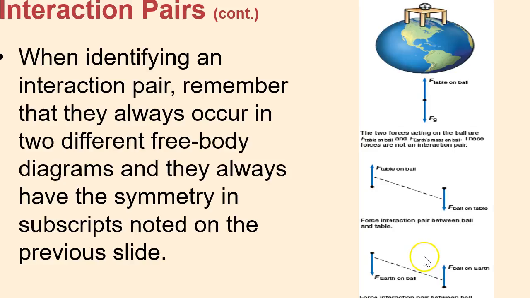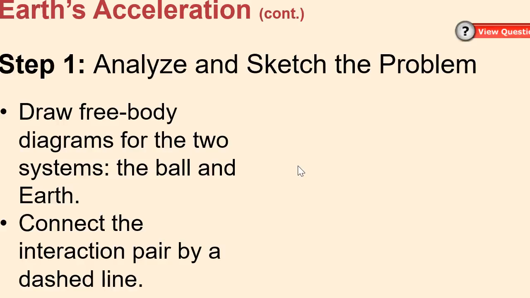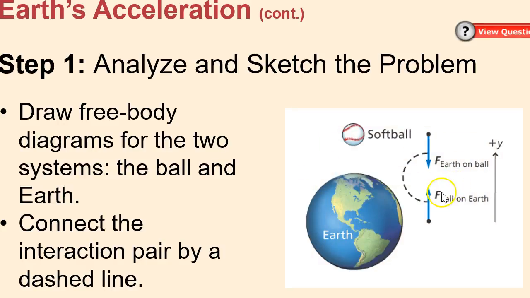It just happens that the ball is so small and the earth is so big that the movement of the earth is not even perceivable. They show you this by saying we have a softball, which has a small mass. Then we look at the gravitational force of the earth, and if we assume that the earth's mass is 6 times 10 to the 24th kilograms, we go ahead and sketch our free body diagram.